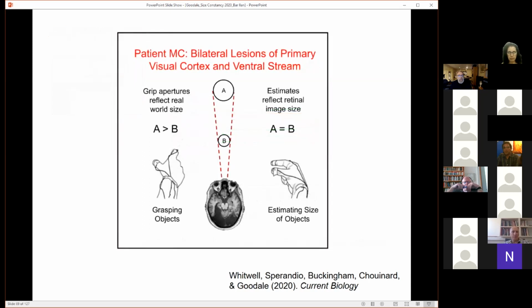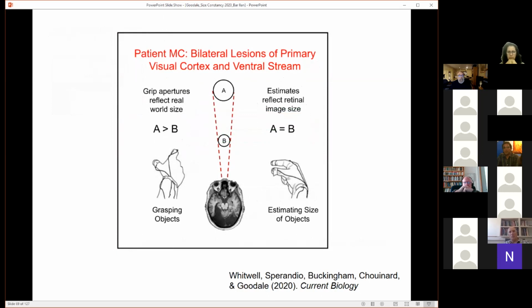Basically, in this sort of summary abstract here, this is a person who has bilateral lesions of primary visual cortex extending into and including areas in the ventral stream, such as LO, who shows estimates that are based on retinal image size, but her grip apertures reflect the real world size.